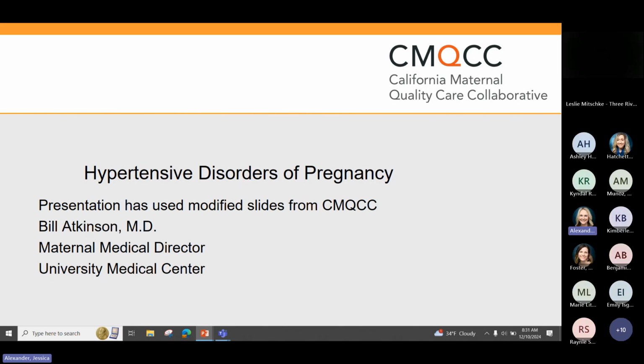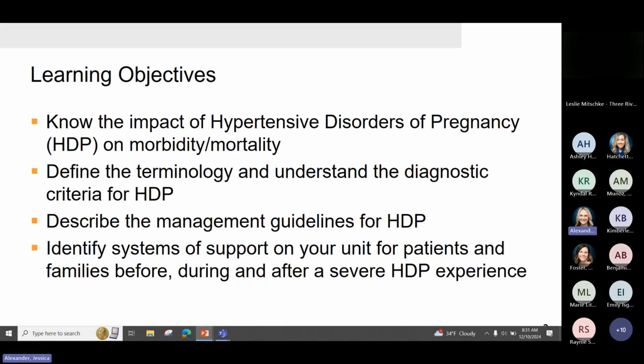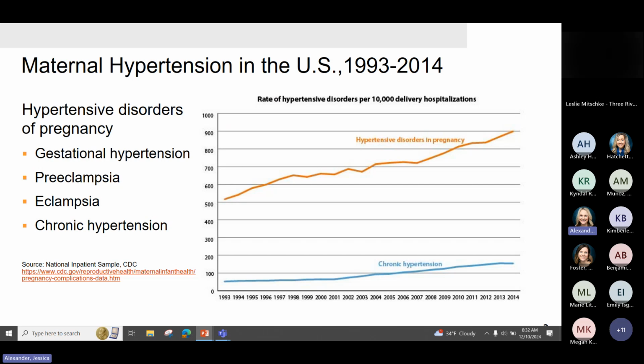Moving forward to the first slide, objectives: to know the impact of hypertensive disorders, define some new terminology and understand diagnostic criteria, describe the management of hypertension, identify systems of support on your unit for patient families before, during, and after hypertensive disorders of pregnancy. Maternal hypertension obviously is increasing. This graph demonstrates that from 1993 up to 2014, particularly in California, as well as in the United States. They've shown a steady increase. This slide is from the CDC. This is describing gestational hypertension, pre-eclampsia, eclampsia, as well as chronic hypertension.